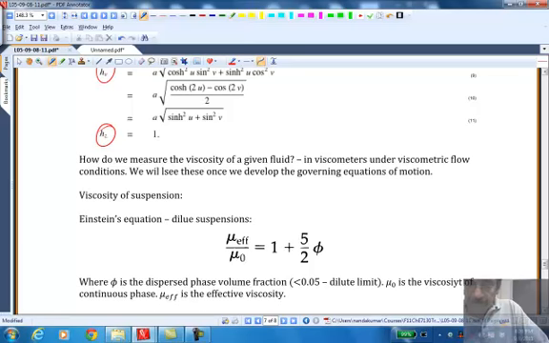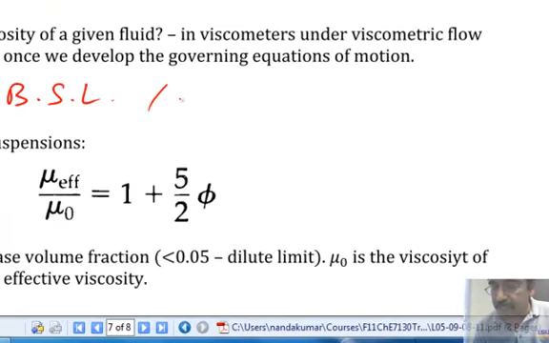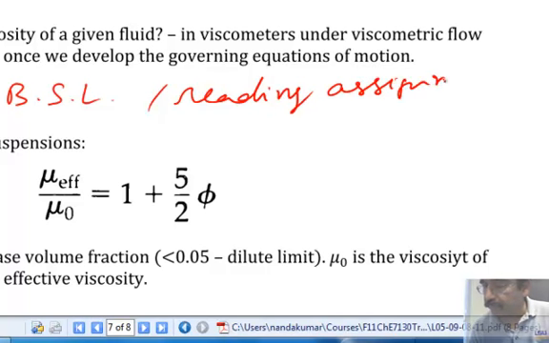Okay, I put down a set of correlations. These are all from Bird, Stewart, and Lightfoot. In general, you should read, of course, a lot. But whenever I say I'm assigning a reading assignment, I'm not going to cover it in the class, but I'm going to hold you responsible for what is in that particular section.